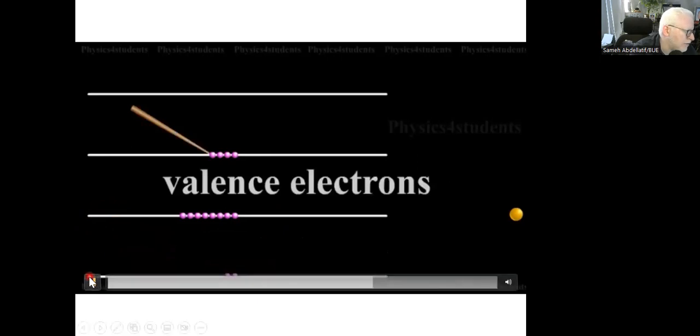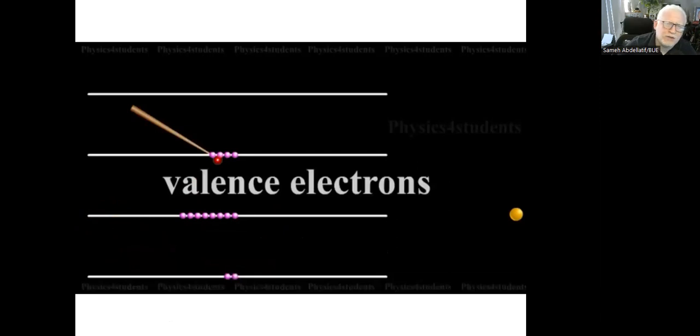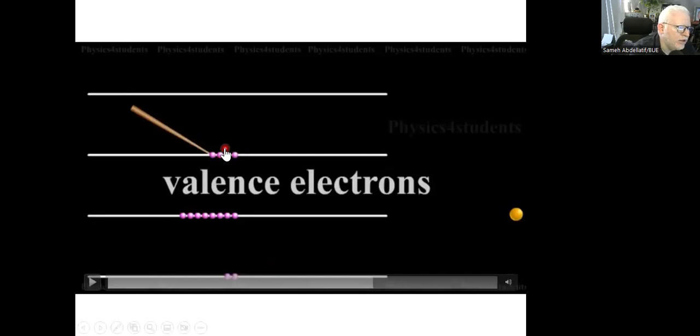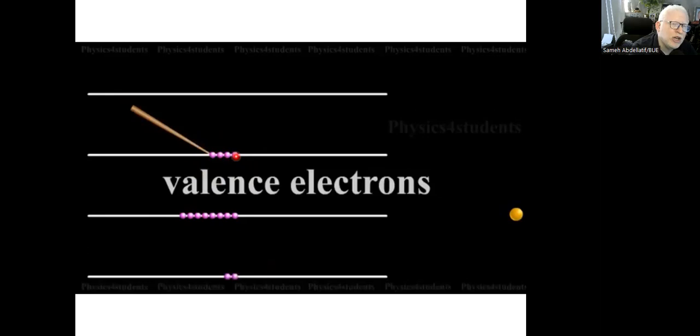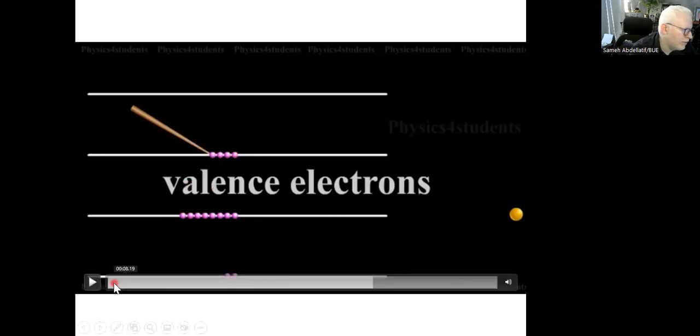Now we have valency electrons. I think we already heard this term in our high school chemistry courses, because we usually call the electrons in the outermost energy level, or in the outermost partially filled energy level, valency electrons. As I just mentioned, this is a partially filled energy level. The overall capacity of this energy level is 8. However, we only have 4 out of 8, so it's 50% full, and we call these valency electrons.